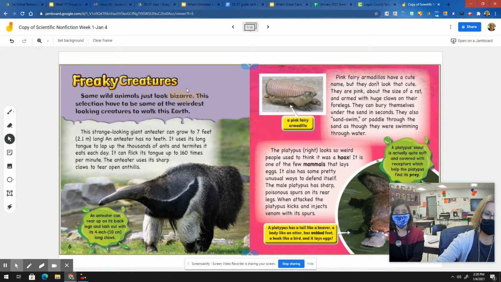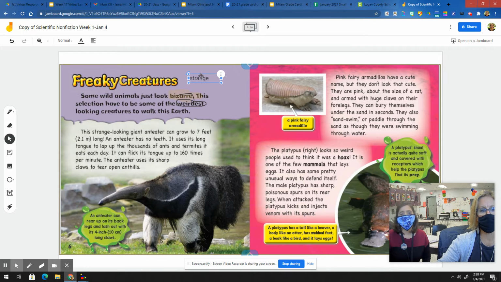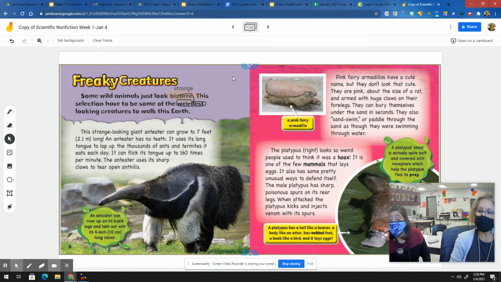So in that next sentence, it's giving us that clue, weirdest looking. So some animals just look weird or strange. I'm going to think bizarre sort of means weird. Or you said strange. But that weirdest there was a clue to help me figure out that bizarre means weird, strange, odd, different. When we use those clues in the text, we call them context clues to help us figure out the meaning of those words.